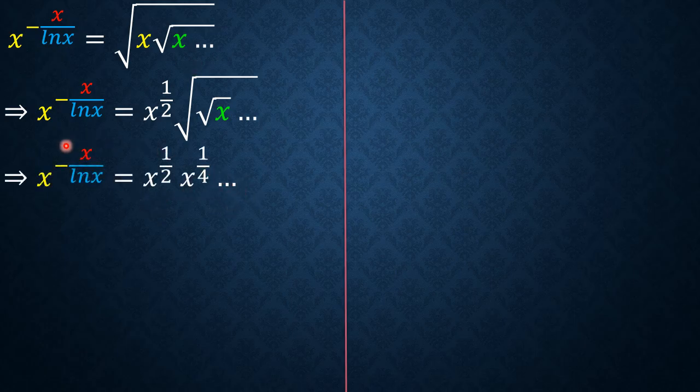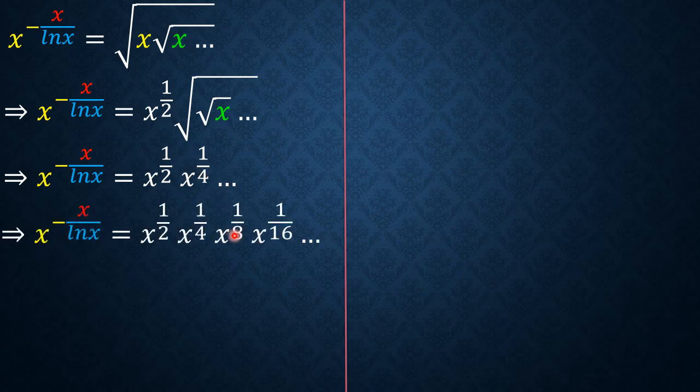So friends, if we observe the pattern, we are going to see that the next term is going to be x raised to the power 1/8, and the next has to be x to the power 1/16. Great. Now, according to our law of indices, the bases are the same. We can simply add their exponents.